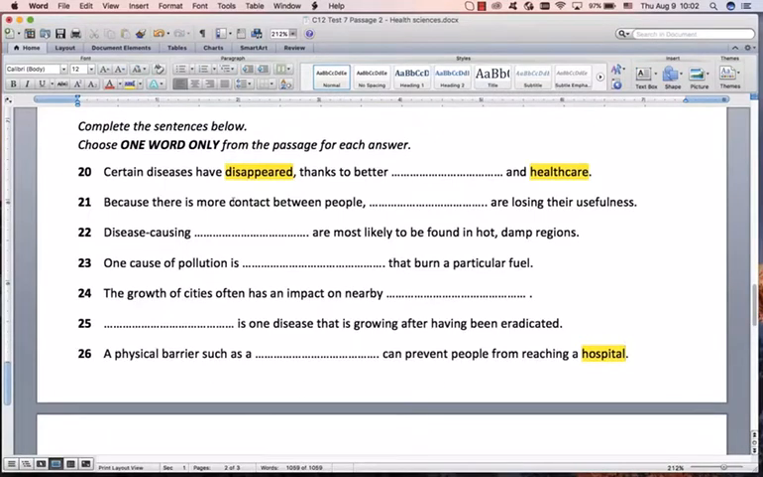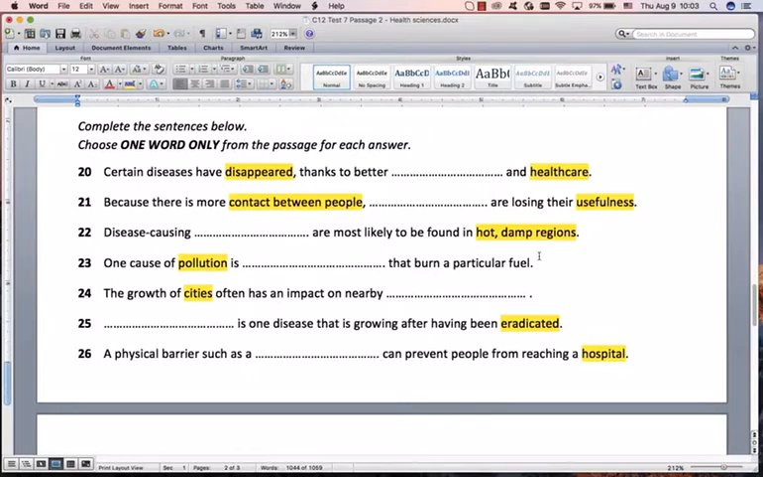So let's see what else is here. Contact between people, useful. Hot, damp regions, that's nice. They'll paraphrase it, but it won't be a difficult paraphrase. We know that we're talking about a place that is hot. Pollution. And I'm going to skip this. I'm going to explain why. I'm going to skip that. Cities. Nice. Disease. I think disease will be everywhere. Eradicated. Hopefully. Physical barrier. Hospital. All right. We're going to go and find those.